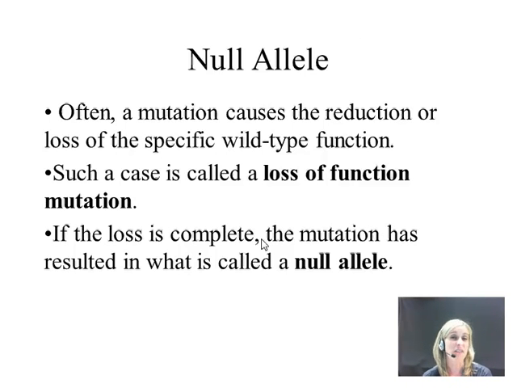There's also something called a null allele. Sometimes the mutation stops something from functioning, and we call that a loss of function mutation. And so if we've got our wild type allele that's functioning normally, and then there's this different mutation that stops it from working, we're going to call that a null allele.